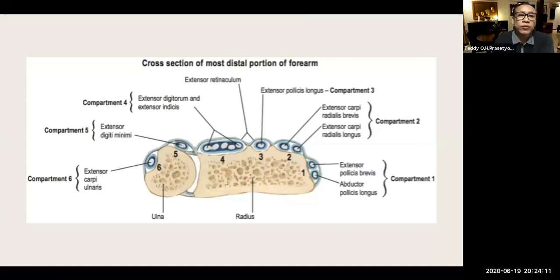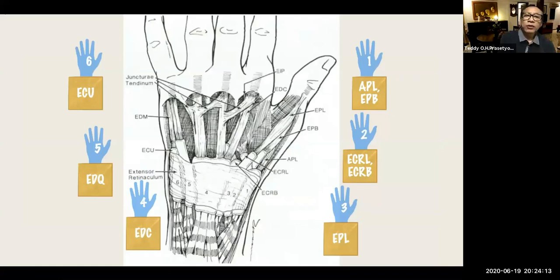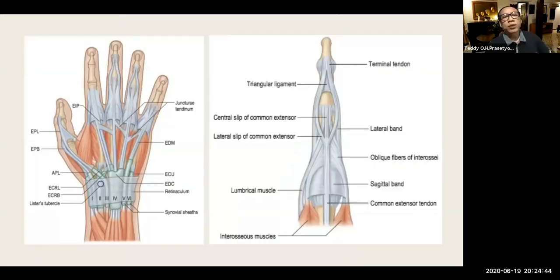Okay, hopefully this is only a review, to realize again from the tangential view into the dorsal view. If you recall, on the radial side, the first compartment is for the APL and also the EPB, right? I do not think I need to repeat all 6 compartments. Just remember compartment number 3 is filled by the extensor pollicis longus.